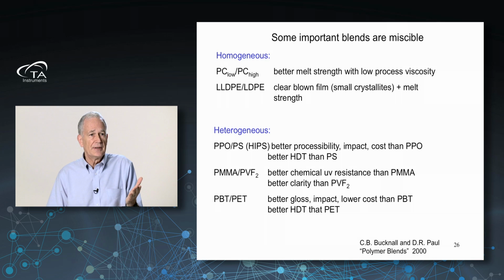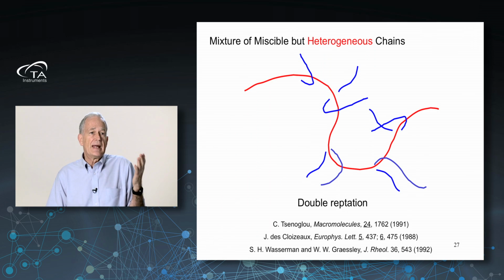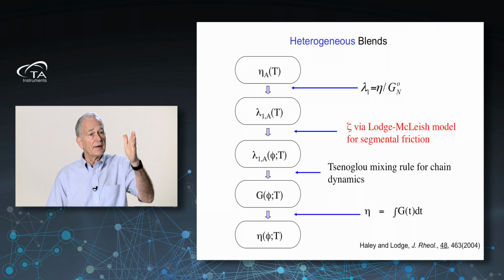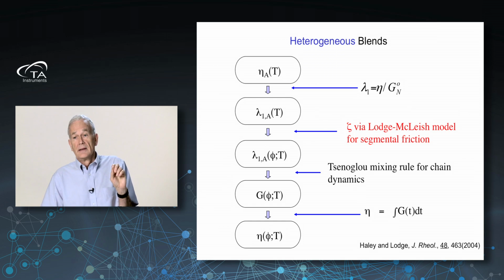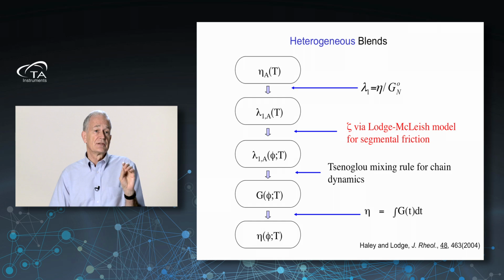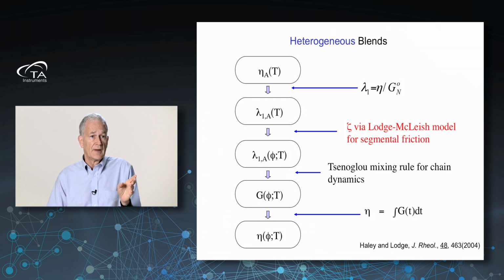They're still entangled, as shown in the next slide, but now we have red chains entangled by blue chains. We can still use the double reptation, but the thing that is different is that the friction of one chain is not the same as the other. So we have to bring in an understanding of the difference in friction. The strategy of the calculation is to estimate the longest relaxation time. In red, I've indicated that a study by Lodge and McLeish allows us to estimate this segmental friction, and then we can go on further and calculate the viscosity.